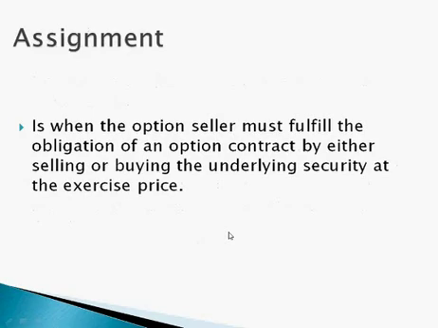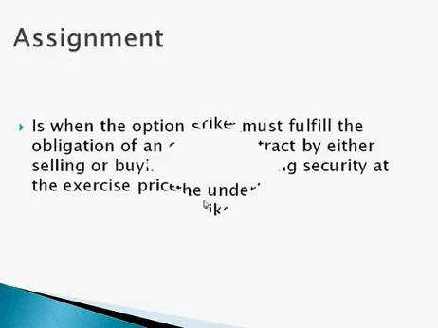Assignment. This is important if you are somebody that actually practices selling options. We're going to talk later on about strategies that you can use to sell options. When a person decides to exercise the options they've got, the seller will be assigned to fulfill that contract. The option sellers must fulfill the obligation of an option contract by either selling or buying the underlying security at the exercise price. The exercise price is the strike price. So when you get assigned, you have to fulfill that at the strike price of the contract.